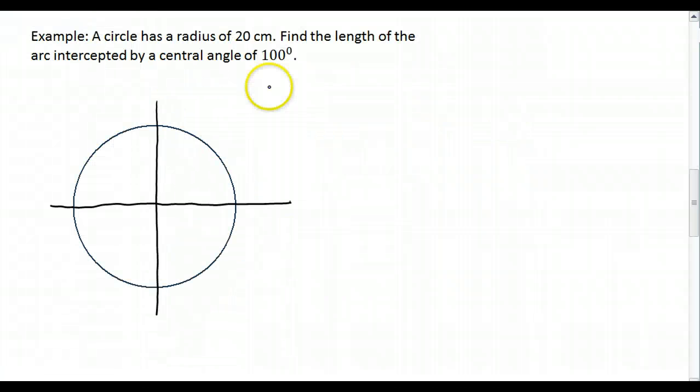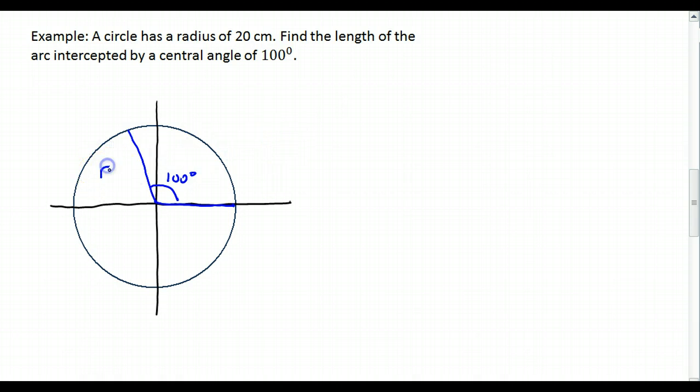Okay, here's another example involving arc length. This time we have a circle with a radius of 20 centimeters, and now we want to find the length of the arc intercepted by a central angle of 100 degrees. So I'm going to estimate 100 degrees is about right there, a little more than 90. And you notice that now our central angle is in degrees, not radians. So when we do our calculation, we're going to have to convert to radians.